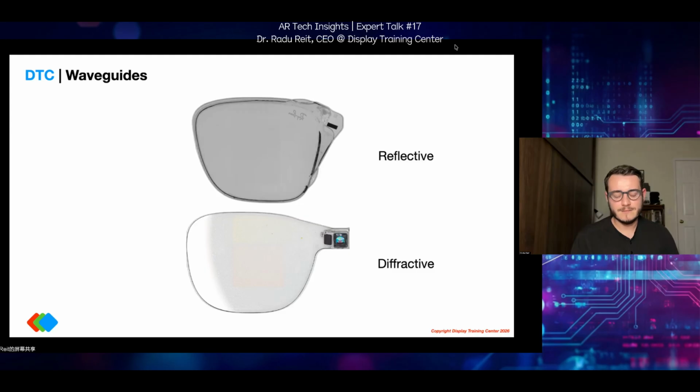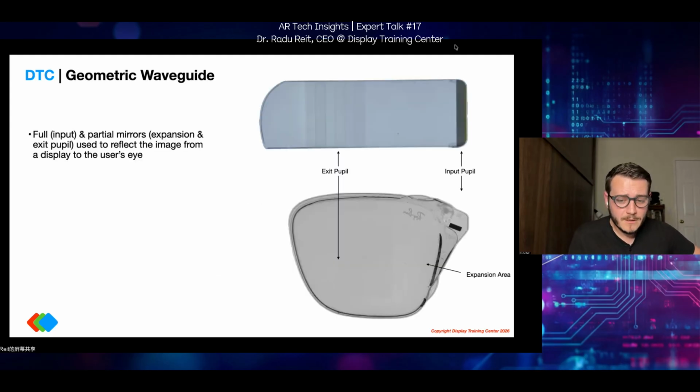But this is a wild west of manufacturers today. I'm sure you've had previous talks on this, and it's a very interesting space to play in. We'll start maybe with the reflective or geometric waveguides. There's only a handful of companies that really work on this, but essentially what we're doing is we're using either full mirrors in the case of the input pupil, where the image is injected into the waveguide. You generally have a complete mirror to bounce the display light into your waveguide, or partial mirrors that help extract that light away from the internal reflection that's happening within the waveguide and out to the user's eye.